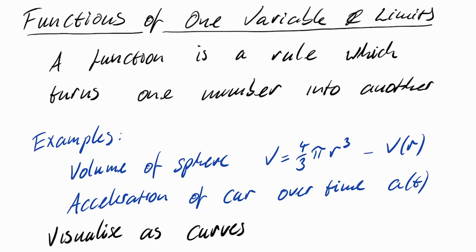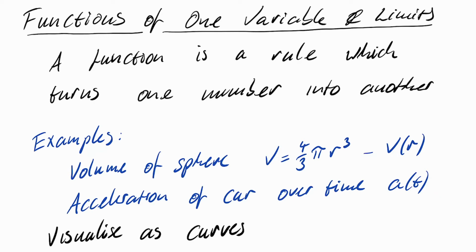Other examples are things like the volume of a sphere. V is 4/3 pi r cubed. If we vary the radius of the sphere, that becomes a function which we can write down as V as a function of r. Other examples of functions you'll see in physics all the time are things like acceleration of things over time. So the acceleration of a car over time can be described as a function. We might write that as a as a function of t.